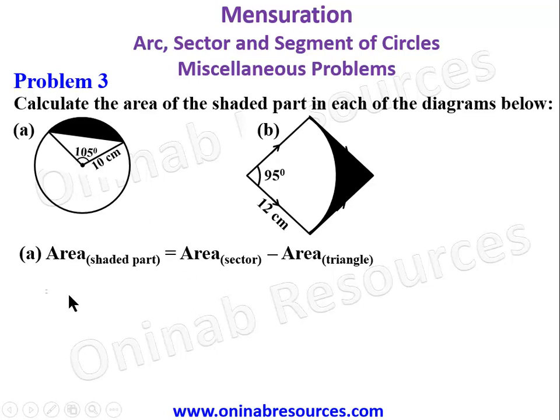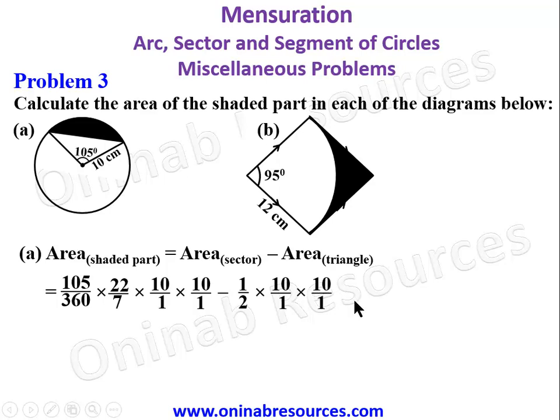So we have it as 105 over 360 times pi. Oh, we are not given pi. We still use 22 over 7, then times 10 times 10. That is theta over 360 pi r squared. Then minus half r squared sine 105 degrees. So this is multiplied by sine 105 degrees.